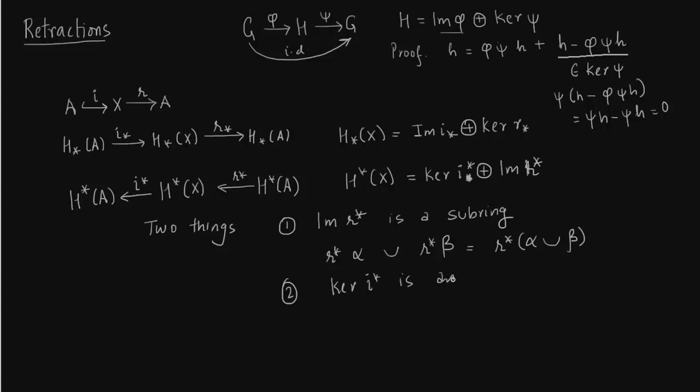Then the kernel of I star is an ideal. Again it follows the same structure. Now you take alpha and beta in the graded part of H star of X. You get I star of alpha cup beta, but if I star alpha is 0, then this cup product will be 0, because the cup product is nothing but a ring multiplication by definition. If I star beta is 0, then I star of alpha cup beta is 0. And this is important to remember.